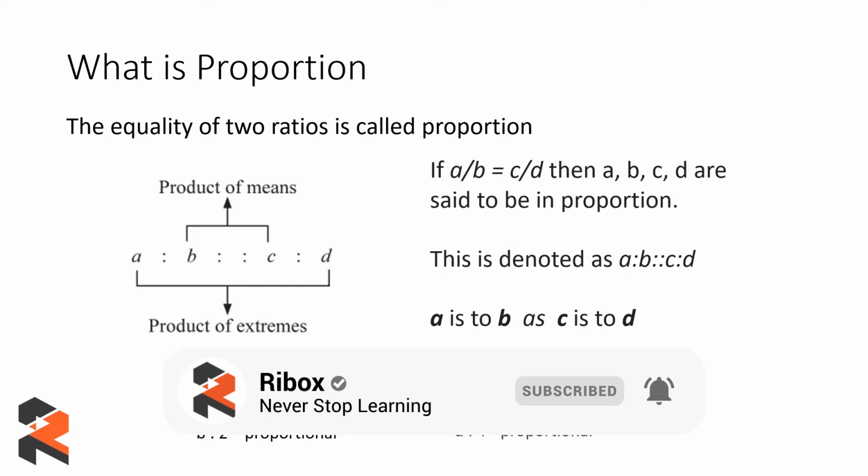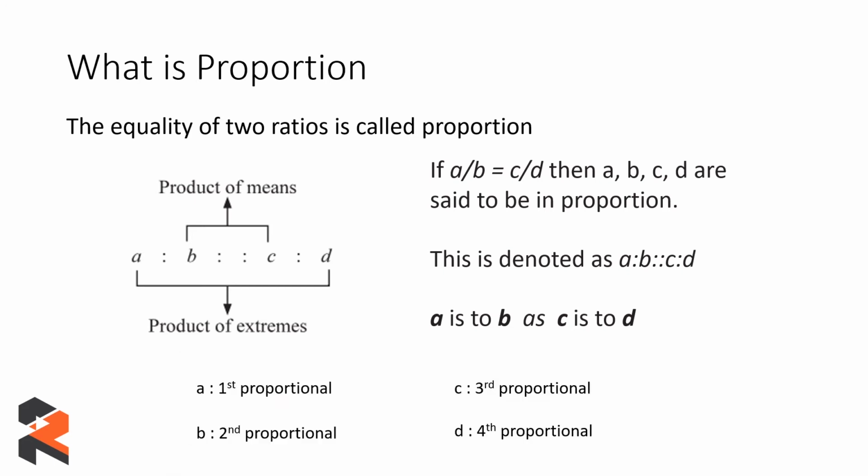So in exams, they won't directly say that you have to find this number or that number. They can say find the fourth proportional of the given ratio or find the third proportional of the given ratio. So in that particular manner the questions are asked. So you need to know what is a proportional. Proportional is nothing but each individual term of a proportion is called a proportional. So in this case, as you can see, A is the first proportional, B is the second proportional, C is the third proportional, and D is the fourth proportional.